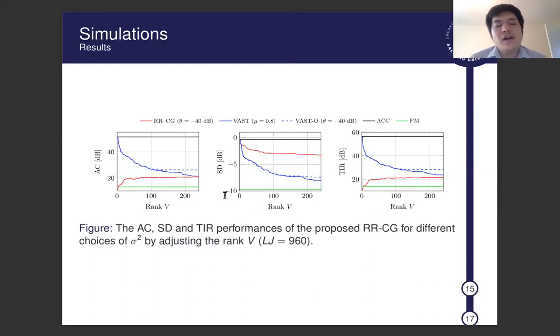Next, we also plot the results of acoustic contrast, signal distortion, and target to interference ratio over the number of iterations, or the subspace dimension. As you can see, at around 100, the proposed RCG approach starts to converge. And around 200, the acoustic contrast of the proposed RCG approach is around the same as the variable span trade-off filter. However, the proposed approach is around 4 to 5 dB lower in terms of the signal distortion than the variable span trade-off filter.